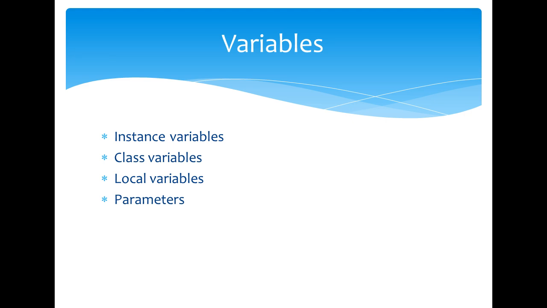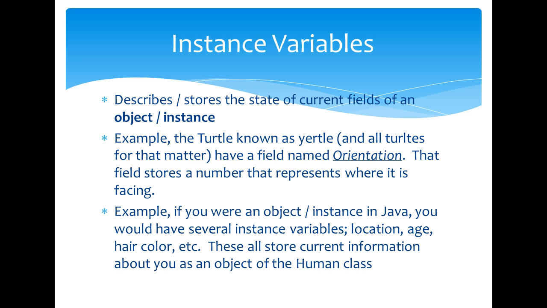There's instance variables. Again, remember that instance and object are the same thing. Class variables, local variables, and parameters. Instance variables describe the current states of the fields or the variables of any given object or instance. So for example, the turtle that we create, known as Turtle, has an orientation. Its field or one of its variables is orientation. And what that does is it stores the current state of which way that turtle is facing.